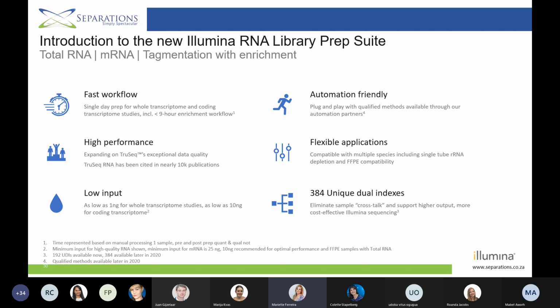They have flexible applications. We've got a single tube for rRNA depletion, and some of these kits are also FFPE compatible. With the 384 unique dual indexes, we eliminate crosstalk between samples and support higher output because of the high number of indexes, with more cost-effective sequencing.